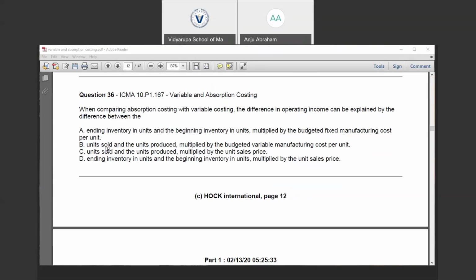Option A, right. Ending inventory units and beginning inventory units represent the change in inventory, multiplied by the budgeted fixed manufacturing cost, meaning fixed manufacturing overhead, which gives us the difference in the operating income under variable costing and absorption costing. Right.